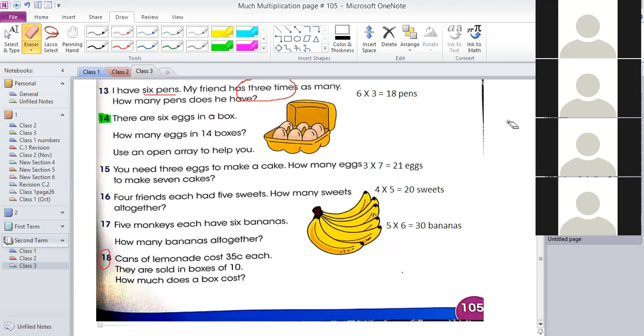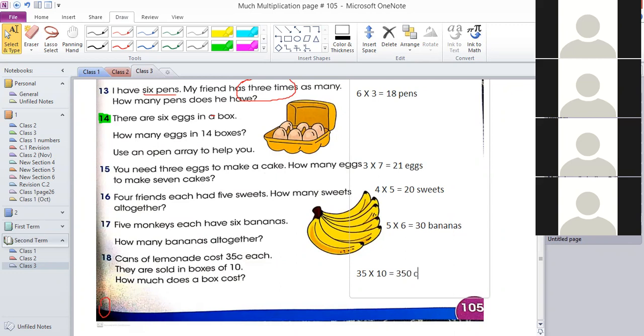So the answer will be 350 because one can of lemonade is 35 cents and there are 10 cans in one box. So find the cost of 10 cans. For 10 cans, multiply 35 by 10, and 35 by 10 equals 350. You know how to multiply any number by 10. Whenever you multiply any number by 10, write the number and put a zero with it.